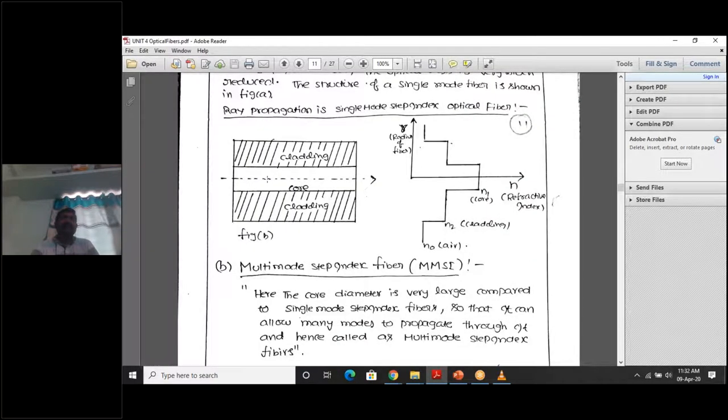Then what is the advantage here? Such a time lag is not there because only one mode of light is sent, and it comes out at the same time, so there is no concept of dispersion. Then what is the disadvantage with SMSI? Obviously, only one mode of light can pass from one end to the other, so there is no provision to send more data through the single mode step index optical fiber. This is the disadvantage, and the advantage is there is no dispersion.